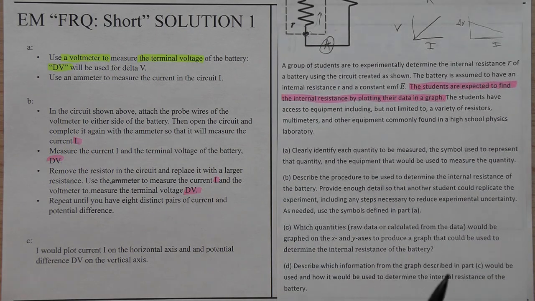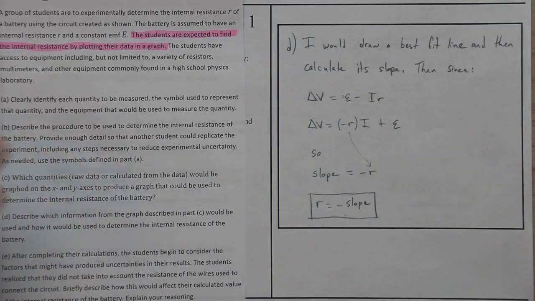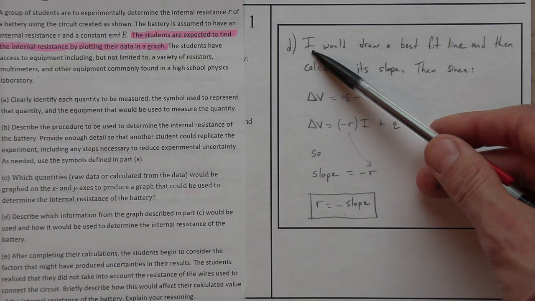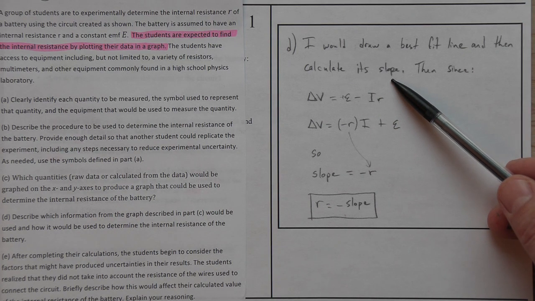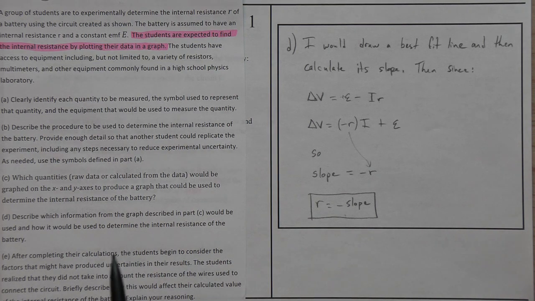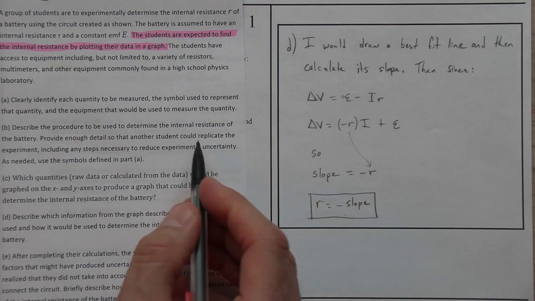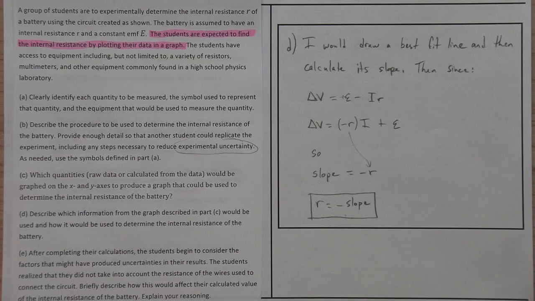All right, now part D. Describe which information from the graph described in part C would be used and how it would be used to determine the internal resistance of the battery. So I kind of went over this already. The first thing I want to state is I would draw a best fit line and then calculate the slope. Okay, so you want to say that it's the best fit line. Again, they said they wanted to minimize experimental uncertainty, and that's what the best fit line does. It's like an average, but a graphical average.